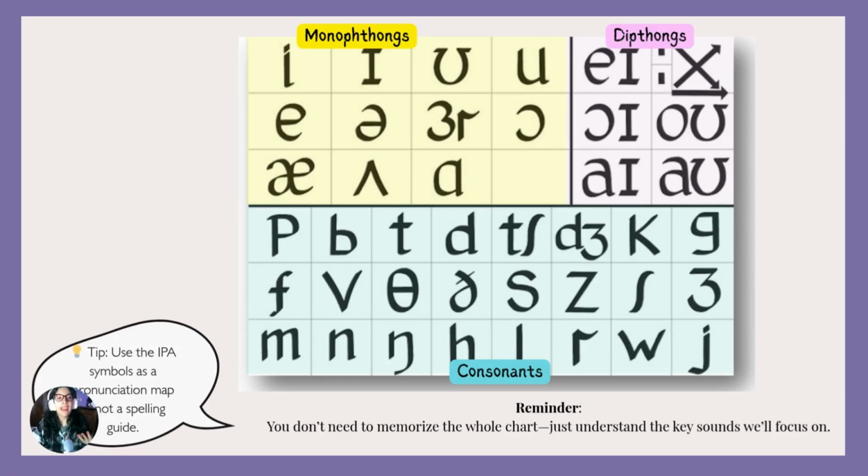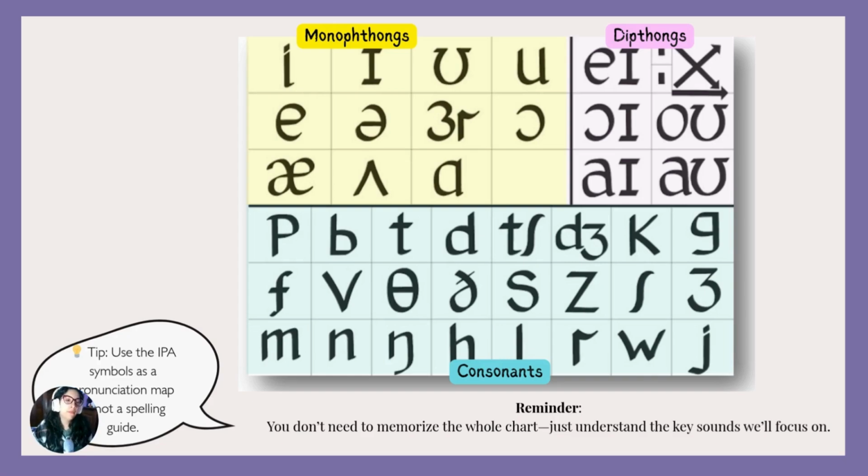These are monophthongs. Monophthongs are just a single vowel, a single vowel sound. Then we have diphthongs, which is the pink section of the IPA, and diphthongs are two vowel sounds together.